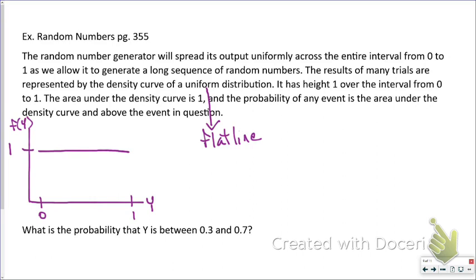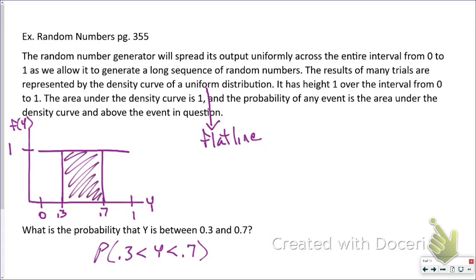So when they want the probability between 0.3 and 0.7, let's shade that area. So guess where 0.3 is, guess where 0.7 is, and let's shade that space, area under the curve. Isn't that a rectangle? And the area of a rectangle, here, let me write this, area under the curve is probability.